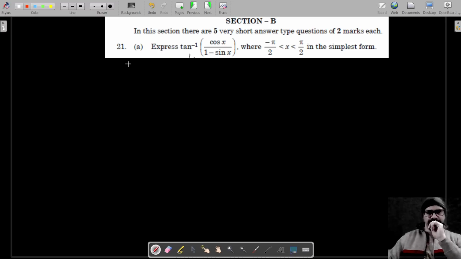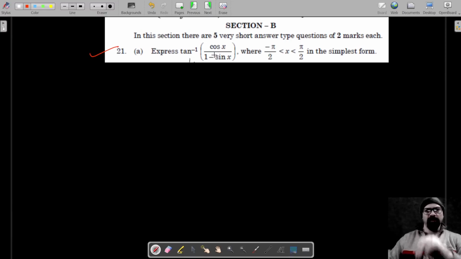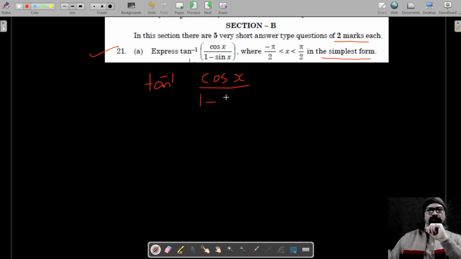For question number 21, part A, we have to express tan inverse of cos x upon 1 minus sin x in the simplest form. And these are very short answer type questions of 2 marks each. So our expression is tan inverse of cos x upon 1 minus sin x. Now, our objective will be to get all these terms in terms of tan.